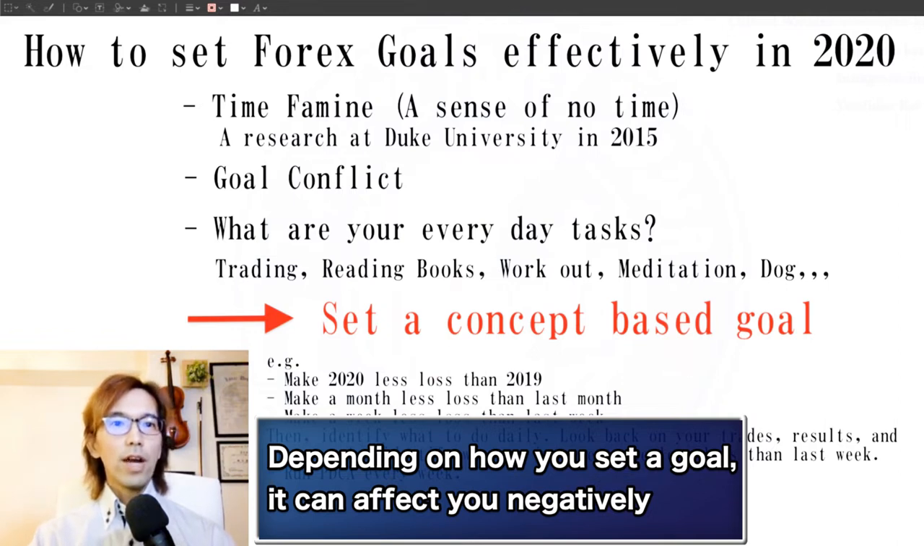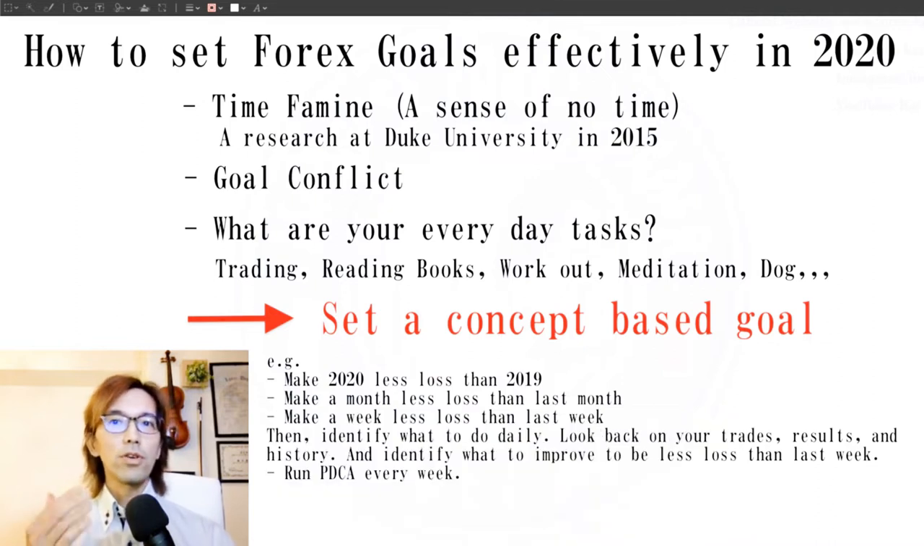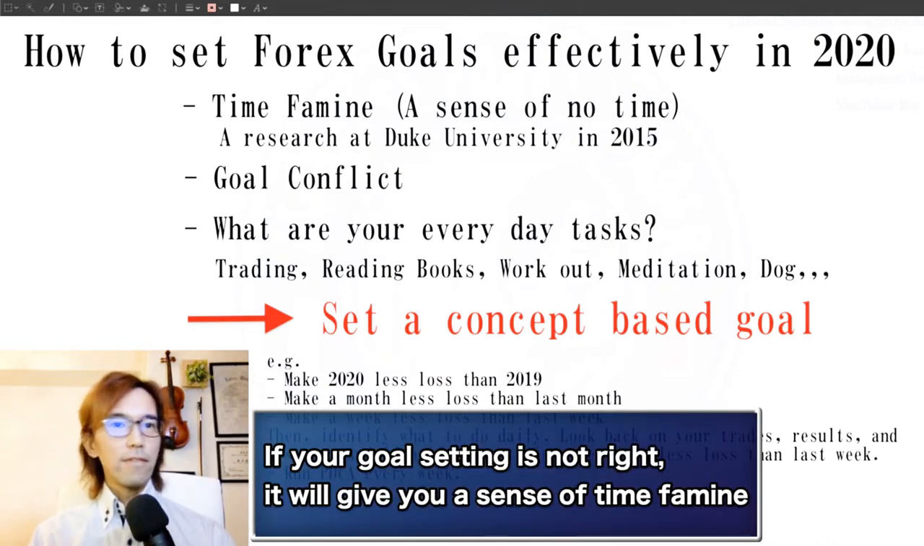Because if your goal setting is not right, you will not only not be able to achieve the goal, but you will also feel that time flies. Now, if you remember the end of 2019, last month, how many of you thought that the year had already ended and it was too soon, right? Time flies. How many of you thought that the year 2019 just flew by? Actually, this is what will happen if your goal setting is wrong. Depending on how you set the goal, it makes you feel that time flies. Wow, it's already December, right? Time flies in a year. And that's depending on how you set the goal.